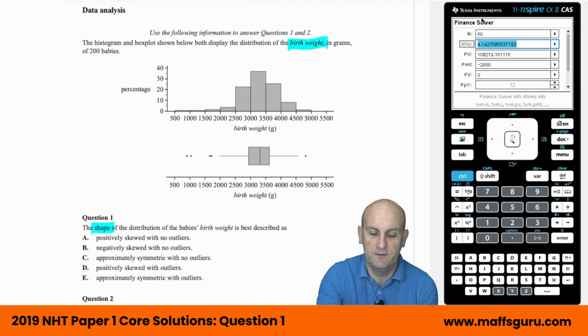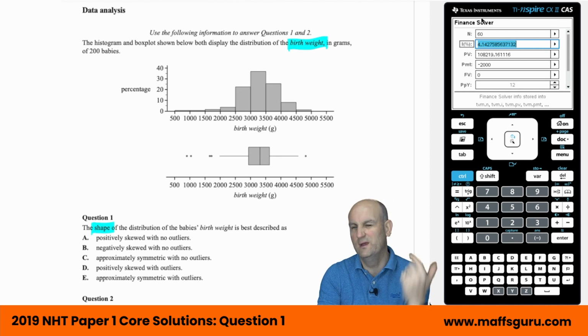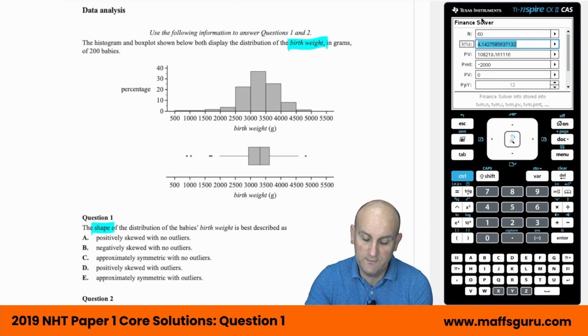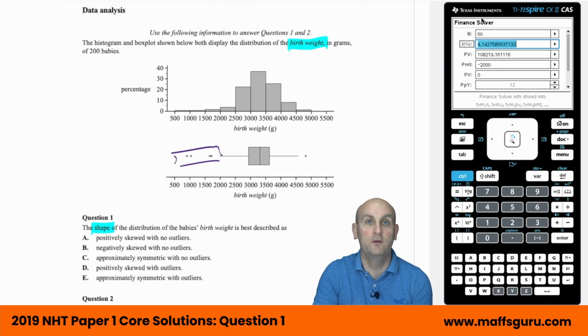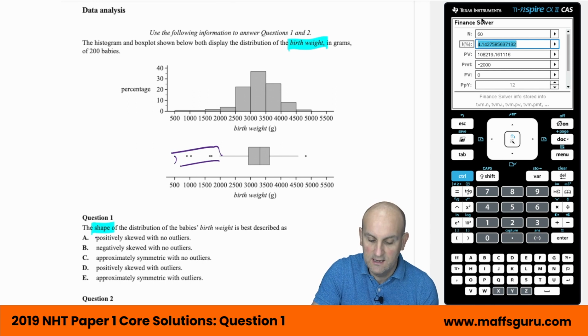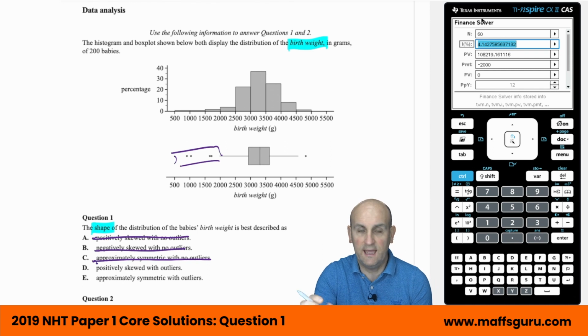So the minute I think about shape, I'm thinking about positive skew, negative skew, or symmetrical. The shape of the distribution of the baby's birth weight is best described as positively skewed with no outliers. Rubbish. There are absolutely outliers. Fingers crossed every one of you knows that those dots there mean there are outliers. So anything that says no outliers cannot be true, right? Because there are definitely outliers there.